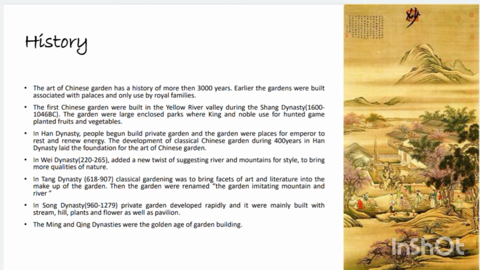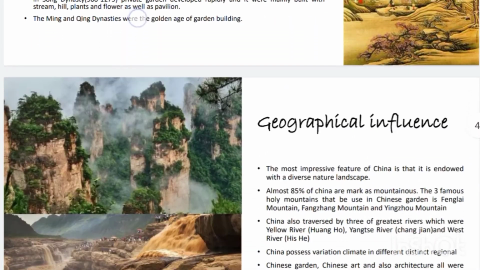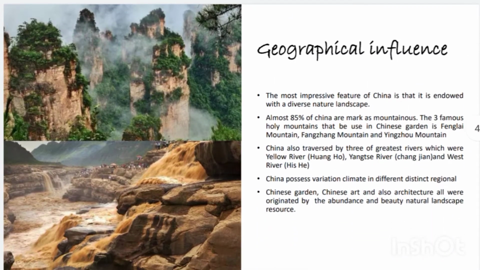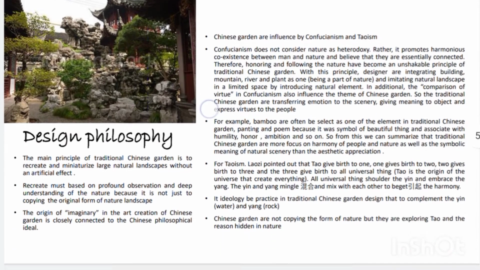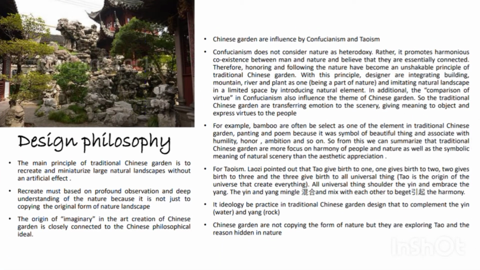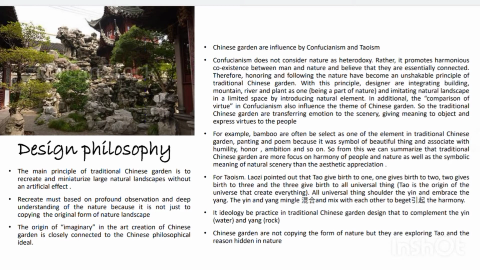In the Wei, Tang, and Song dynasties, Chinese gardens were mainly built with rivers, mountains, plants, and pavilions to bring more of the quality of nature into the garden. The physical characteristics of traditional Chinese gardens were associated with China's diverse natural landscape resources, which are the mountains, rivers, and its climate. Next, the principles and physical form of Chinese gardens also closely connect to Chinese philosophical ideas, which were Confucianism and Taoism.